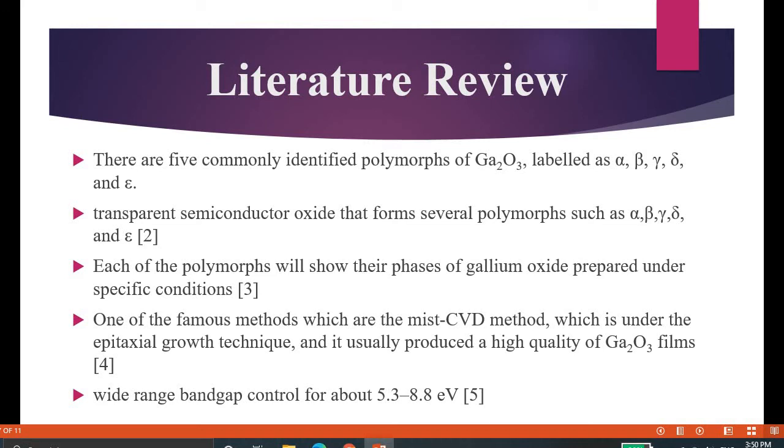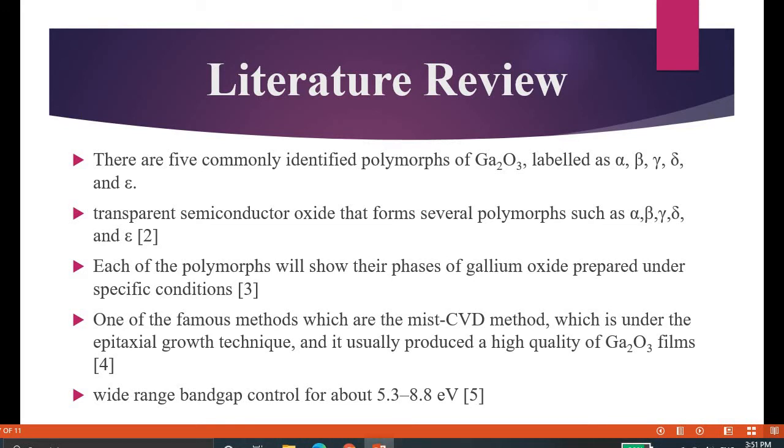They also have a few things I want to mention for the alpha, beta, gamma, delta, and epsilon gallium oxide. Each of them has different ways of being synthesized. The beta gallium oxide will be prepared by heating the nitrate, acetate, and also oxalate, or other organic derivatives, at above 1000 degrees Celsius.